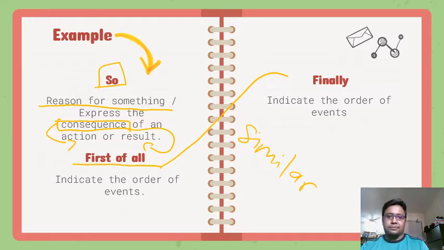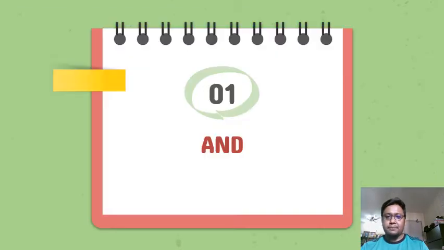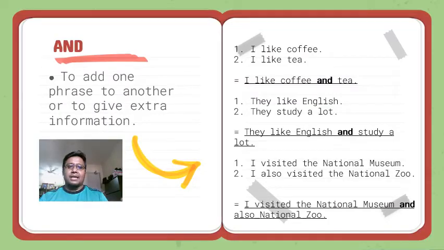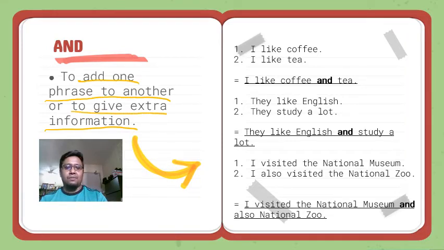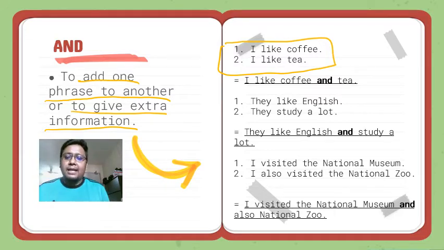Now let's take a look one by one. First one is and. As I mentioned just now, and is used in order to add one phrase to another or to give extra information. Let's take a look at the first example. I think this one is the simplest example that I can come up with, so that everyone will understand.